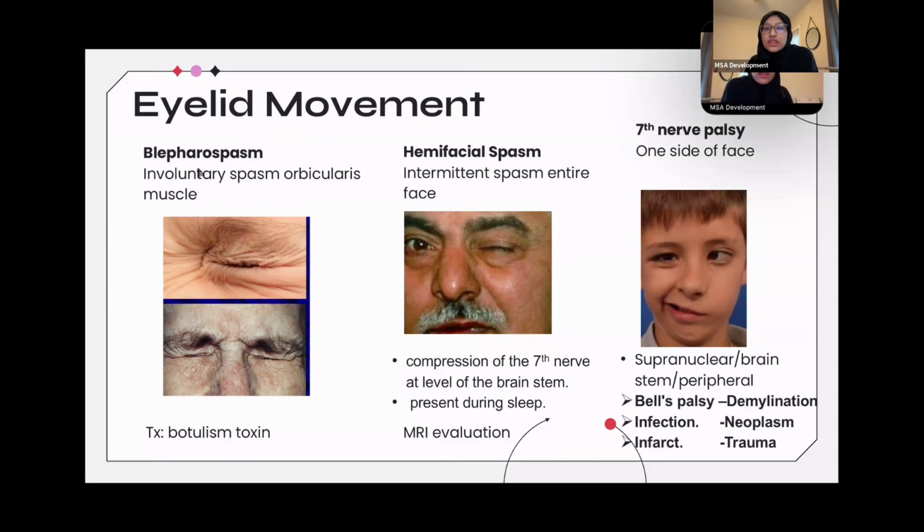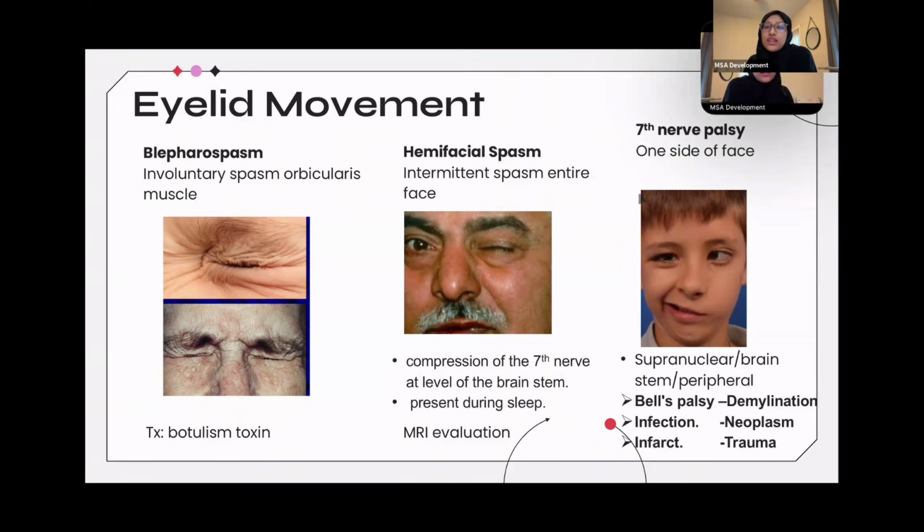Hemifacial spasm is the same thing, spasm, but on one side of the face. It can be due to seventh nerve compression in the brainstem. It can be present during sleep, and it is intermittent. Okay, that is the key word. So it's important to do an MRI to see what is wrong with that nerve, if there is a compression, or if there is a tumor in the brain.